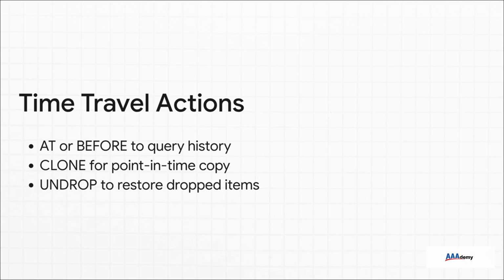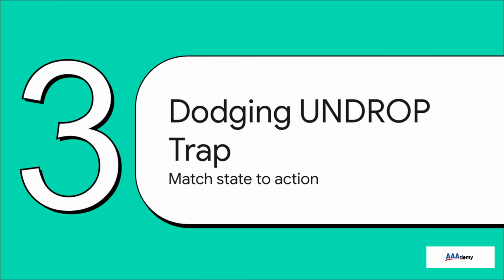Second, you have the CLONE command. This one is absolutely perfect for creating a safe, point-in-time copy of the historical data without overwriting your current working table. And third, there's UNDROP, which honestly acts like a miraculous undo button. But, and this is a big but, you've got to be really careful with that last one. Which actually brings us directly to our next point. Moving into Section 3, dodging the UNDROP trap.